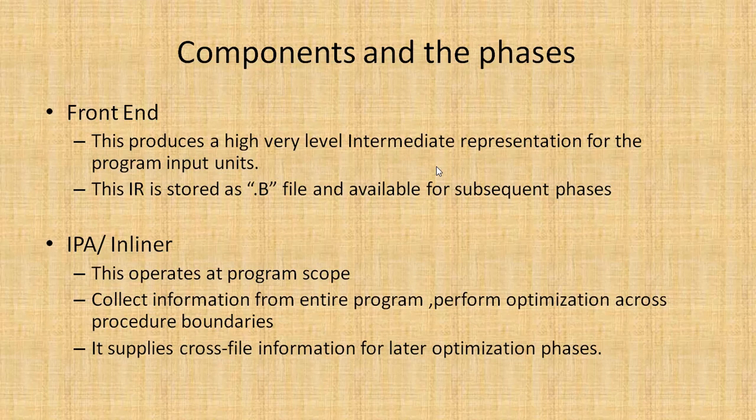Then comes the interprocedural analysis, or the IPA. This is the only optimization component operating at this program scope. It collects the information from the entire program, performs optimization across procedure boundaries, and it depends basically on later phases for full optimization effects. It also supplies this cross-file information for later optimization phases.